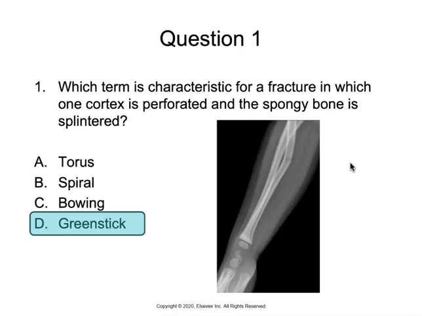So the other options, torus fracture, we know that the cortex is going to buckle, but there's not a full break. With our bowing fracture, we're going to see more of a longitudinal force that happens in paired bones, and then we have our spiral fracture that is going to be more of a torsion that encircles the bone.